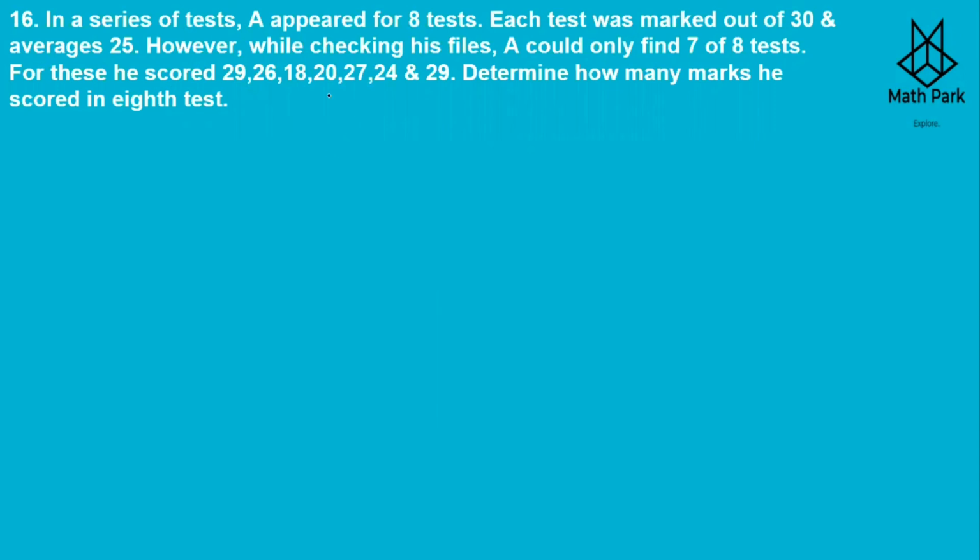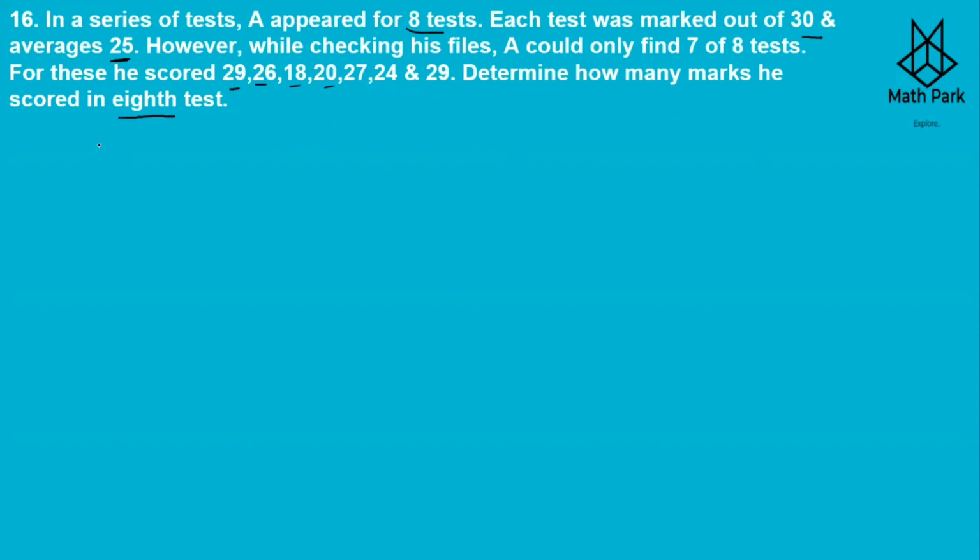In a series of tests, A appeared for 8 tests. Each test was marked out of 30 and the average is 25. That means the mean was 25. However, while checking his files, A could only find 7 of the 8 tests. For these, he scored 29, 26, 18. So these are the marks of the 7 tests. Determine how many marks he scored in the 8th test.